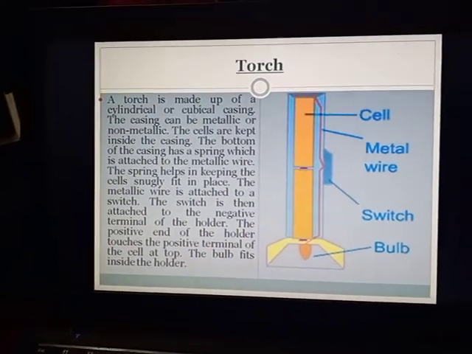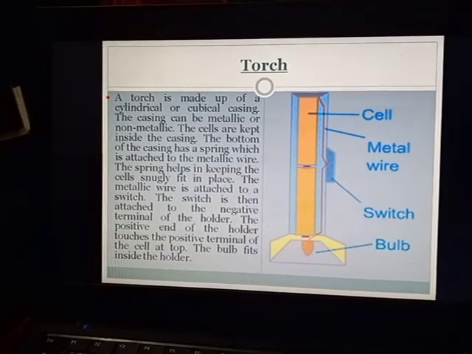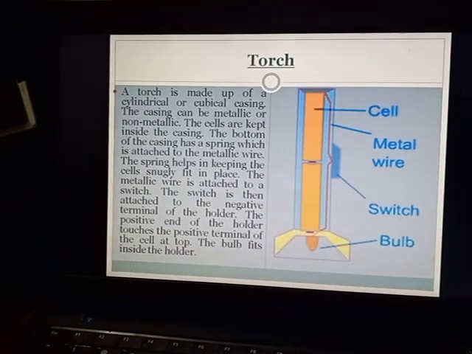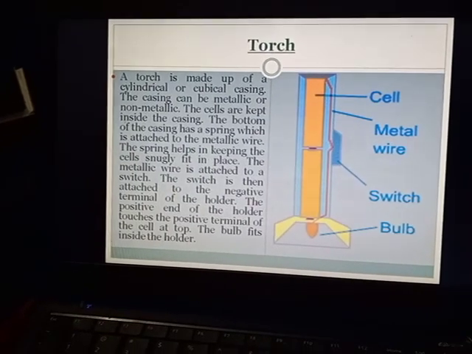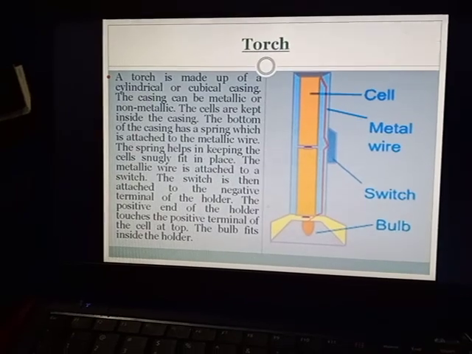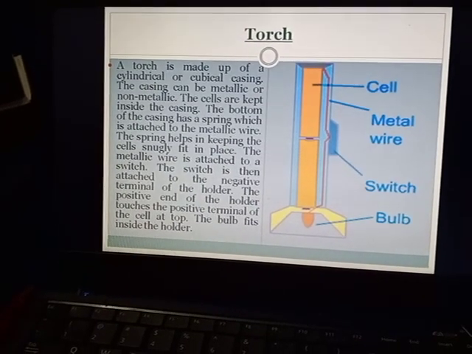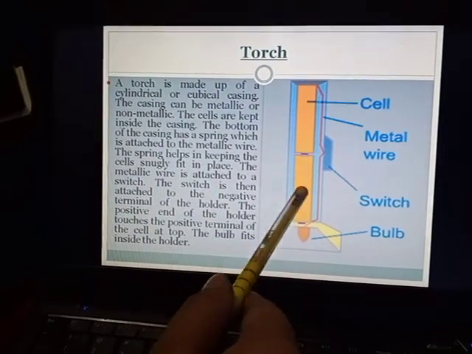So the last topic is the torch. So what is a torch? If we do not have a power supply in our house, then to light the room we use the torch, and in the torch we use the electrical energy of the cells. A torch is made up of a cylindrical or cubical casing. The casing can be metallic or non-metallic. The cells are kept inside the casing.